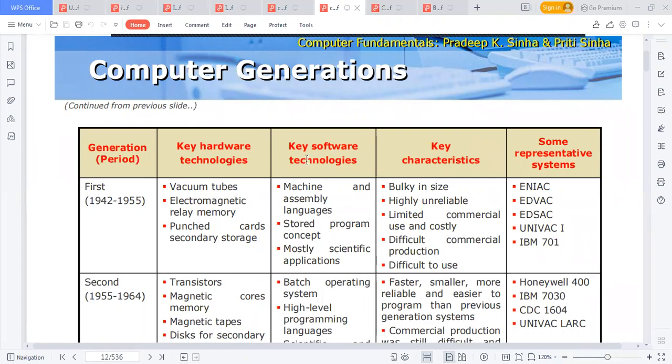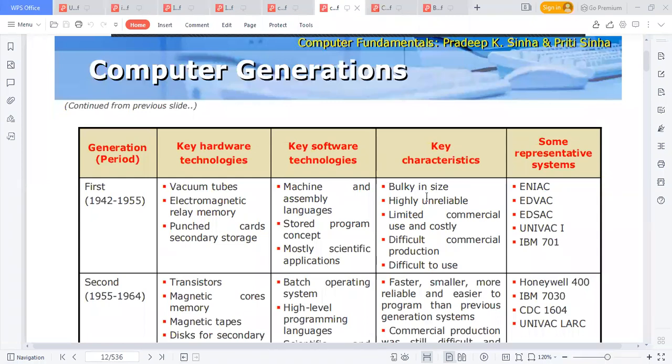Now, key software technologies. Which software did they use? Actually, machine and assembly language. They used very weak languages, the stored program concept, and mostly scientific applications. Actually, that was the main purpose of this software for the first generation.